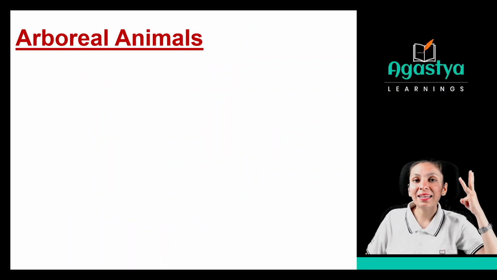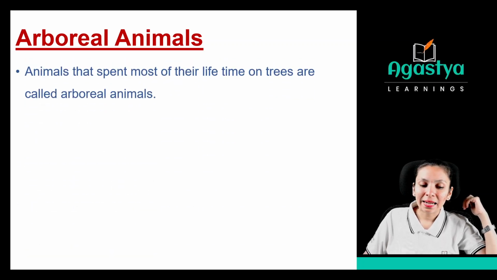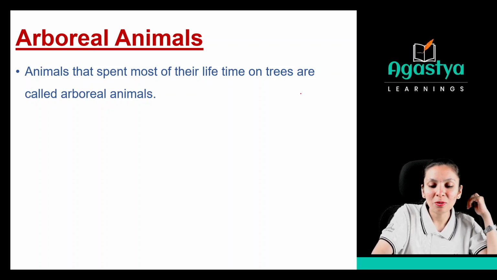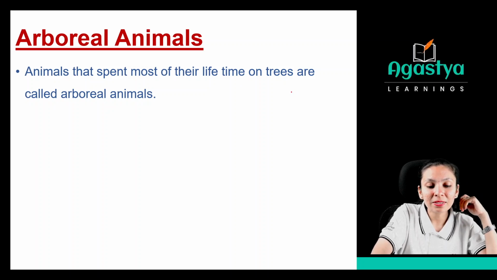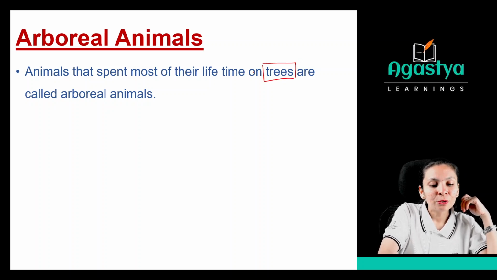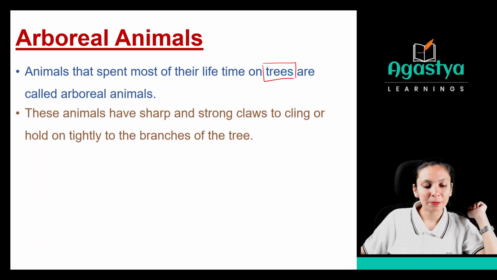Now the third is arboreal animals. So what do you mean by the arboreal animals? Yes. The arboreal animals are the animals that spend most of their time on trees. See, how do you pronounce this? Arboreal. And arboreal is related to trees. Okay. So animals that spend most of their time on trees are called arboreal animals.